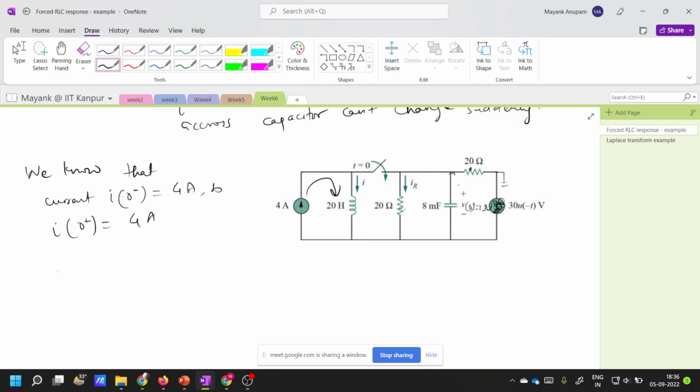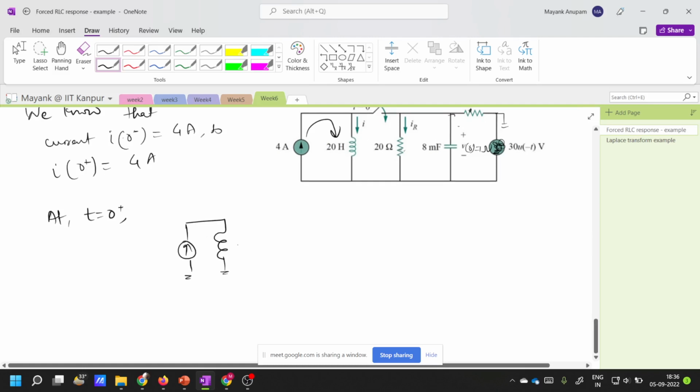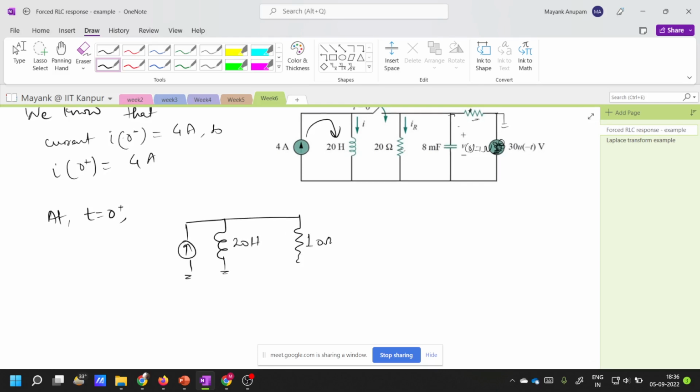So let's look at t is equal to 0 plus, just after the switch is closed. What is the condition of the circuit? Let us understand that. This is a 4 ampere current source which is going to flow completely through this 20 Henry inductor. Then there is a 10 ohm resistance, right? I have written this 20 and this 20 in parallel, so I have compressed them to form an equivalent. And then there is a capacitor here, 8 millifarad, and the voltage at that point at 0 plus is equal to what? It's equal to 15 volts, right?